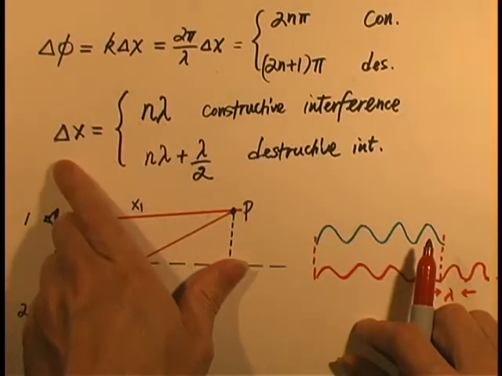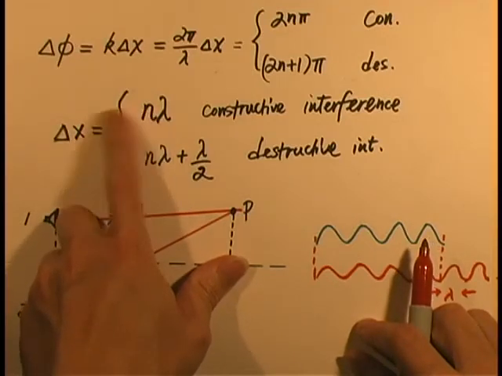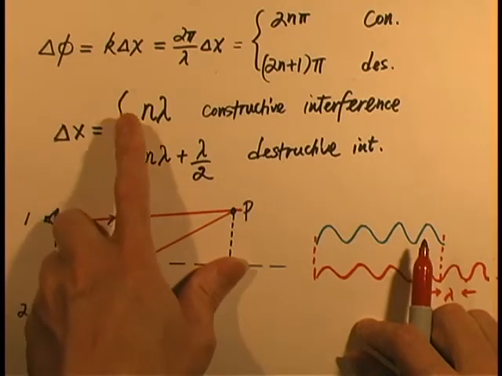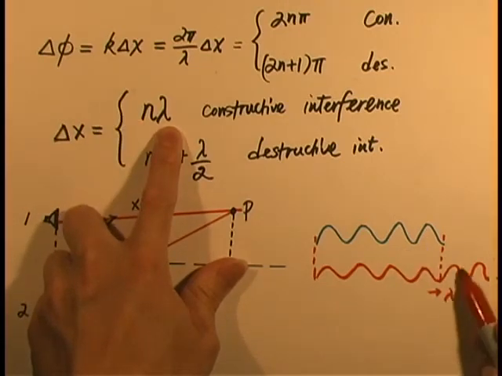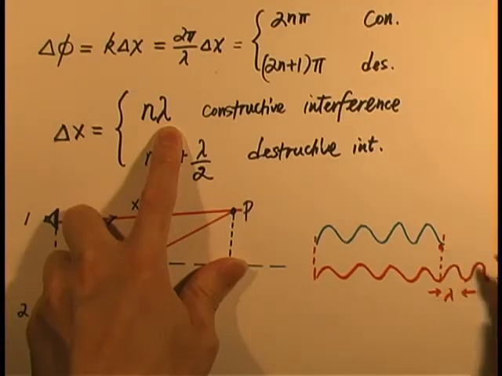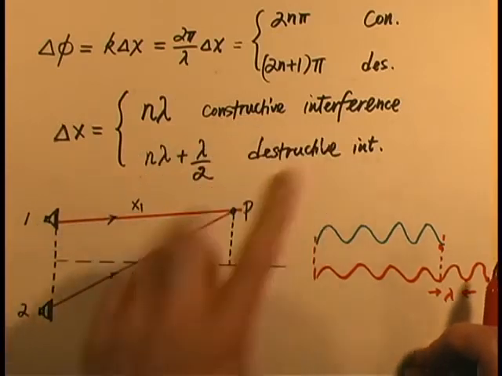Because if they start from the same initial phase angle, and one wave travels a certain distance, and the second wave travels the same distance plus a whole number of wavelengths, just like here, where the second wave travels an extra 2 wavelengths, you have the exact same phase. So we have constructive interference.